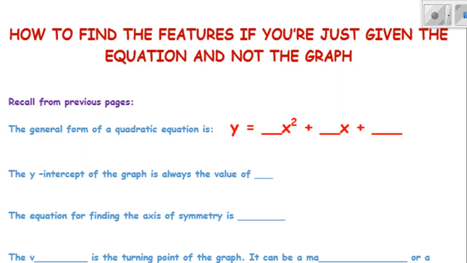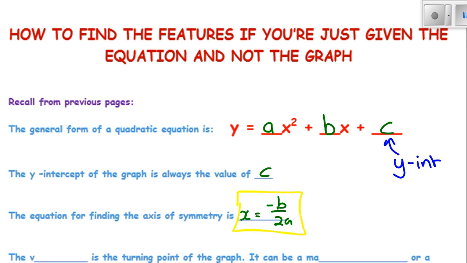How to find the features if you're just given the equation and not the graph. So imagine you weren't given the graph. On the last examples, I gave you all the lovely graphs. What if we were just given the equation? Remember the general form of the equation is ax squared plus bx plus c. So obviously, you realise you can always find the y-intercept just by looking at the c. The y-intercept, as we said, is always just the value of c. For the axis of symmetry, I'd suggest using x equals negative b over 2a, because if you're given the equation above, you just sub in negative b and 2a over 2a. That's easy to do.